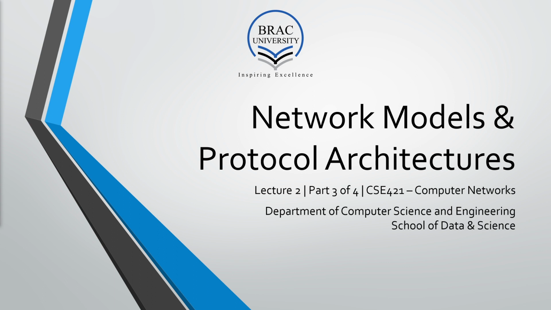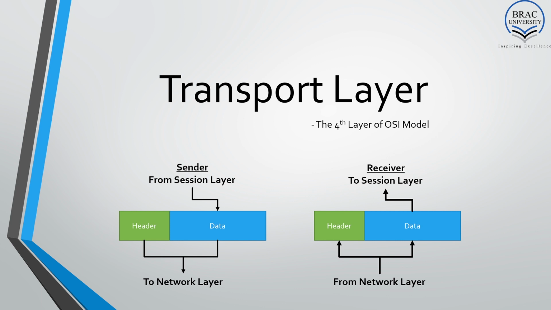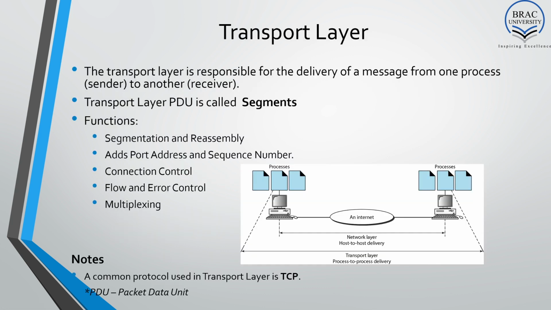So today we're going to go through the rest of the layers in the OSI model, starting with the transport layer, which is the fourth layer. Now, the transport layer takes information from the session layer and sends it off to the network layer on the sender side and vice versa on the receiver side, right? So this layer is mainly responsible for the delivery of messages from one process to another.